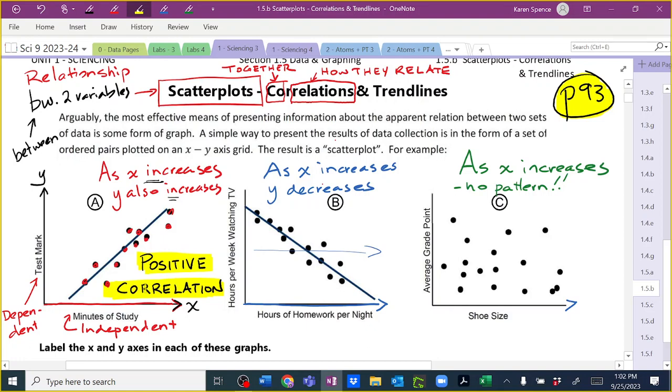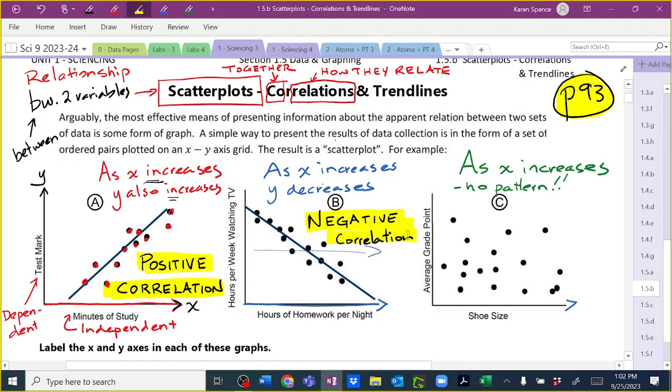Can you guess what we have in graph B? Yes. That is a negative correlation. So if x is getting bigger but y is getting smaller, we have a negative correlation. I don't even know if I can fit correlation in there. I'm going to try. Correlation. If you can't fit it in, just write negative, okay? We'll deal with that later.